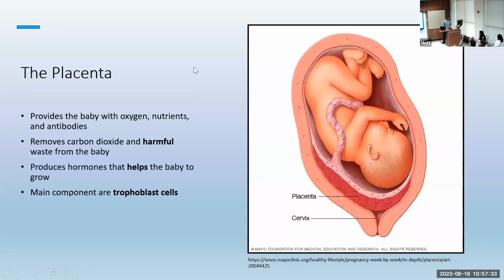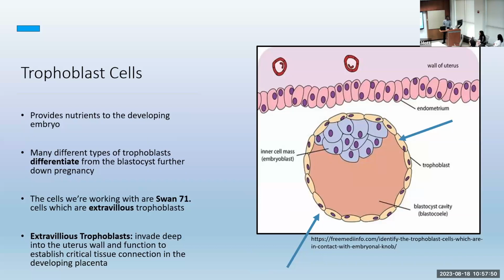What we're going to be looking at is the placenta, which provides the baby with oxygen, nutrients, and antibodies. It also removes carbon dioxide and harmful waste from the baby, and it produces hormones that help the baby grow. The main component of the placenta is trophoblast cells, which provide nutrients to the developing embryo.